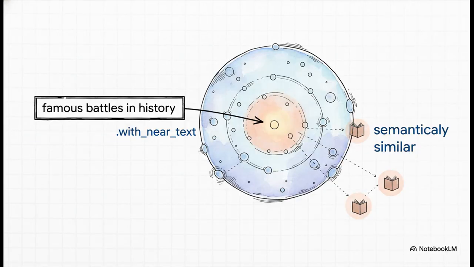Okay, now this is the magic right here. Look closely at this query. We're not doing a keyword search. We're using that special method, .with_near_text. What this does is it takes our concept, famous battles in history, turns that phrase into a vector, and then it goes into the database and finds the book vectors that are its closest neighbors. It's searching by meaning, not by matching words.